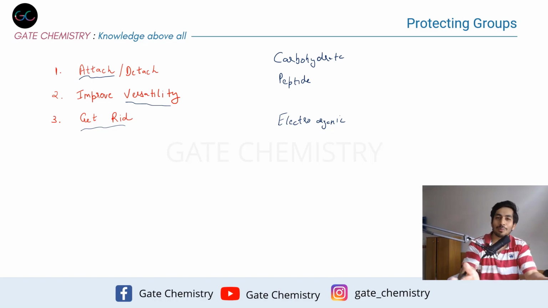And the third and the most important is that if you can find a way to do that reaction without the use of protecting groups, that is going to be the best. So that's what I meant, get rid. That means find a reaction where protecting and deprotecting groups are required, and develop a reaction which basically bypasses this protecting and deprotecting group, right?